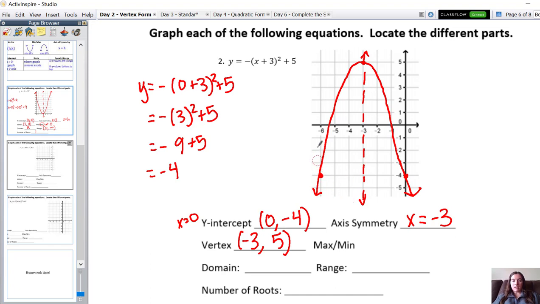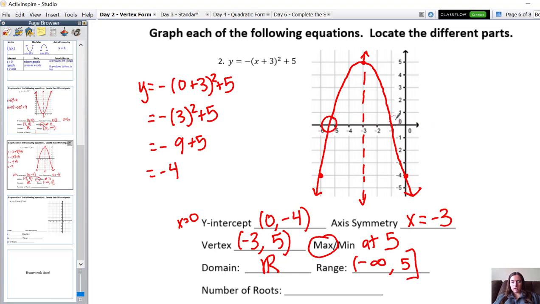Now this time, since our parabola is upside down, it's that U shape that's upside down, we have a maximum, and that maximum is at our k value, which is 5. The domain is still negative infinity to infinity, or all real numbers. The range, this time we have arrows pointing downward, so we're starting at negative infinity. And then the highest, the max, is at 5. And now we have to find our number of roots. So look at our x-axis. How many times is it touching that x-axis? There's a root, and there's a root. So here we have 2 roots because it's touching the x-axis 2 times.